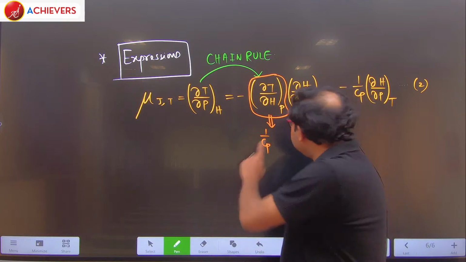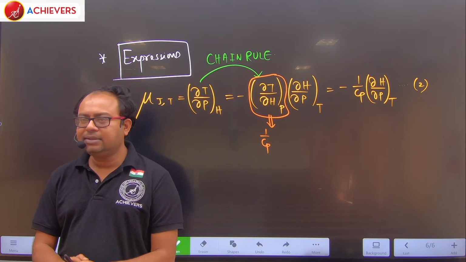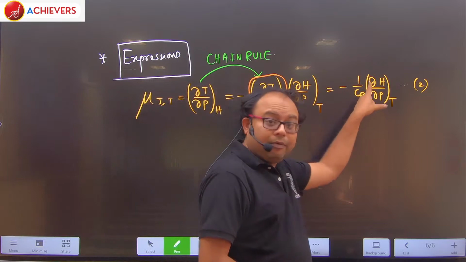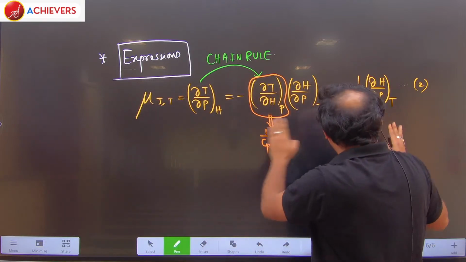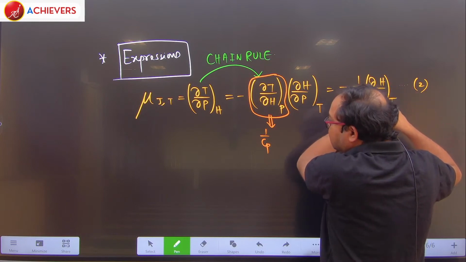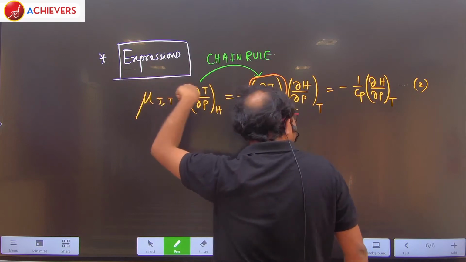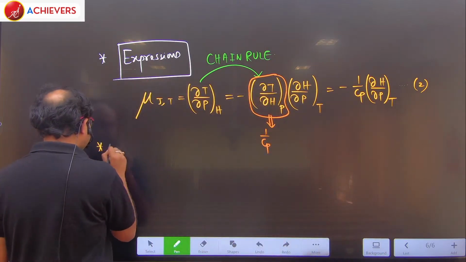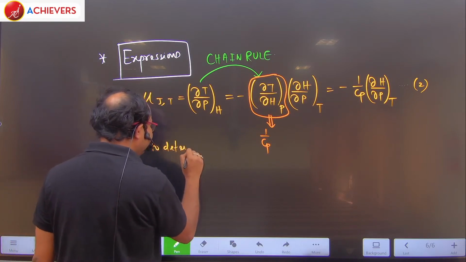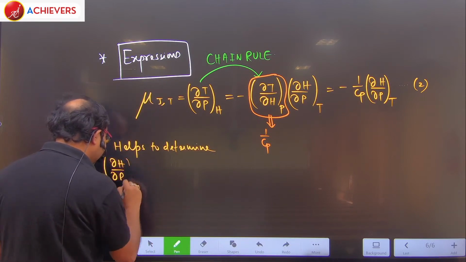In fact, this equation has a very important physical significance. From this particular equation, one can determine del H del P at constant T by the value of mu jet. So this equation helps to determine del H del P at constant T experimentally.